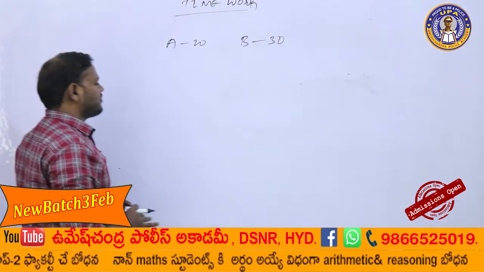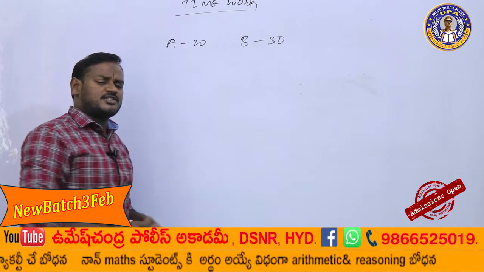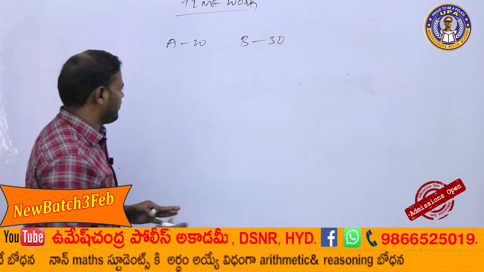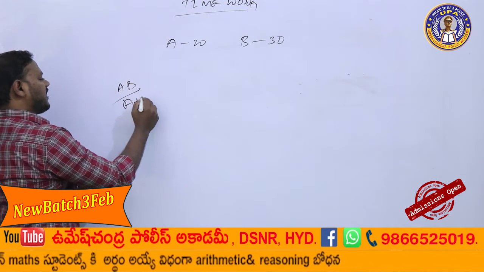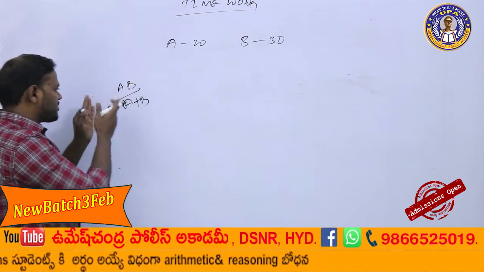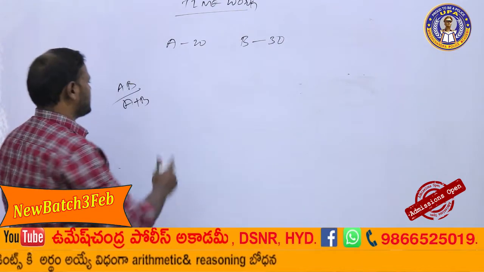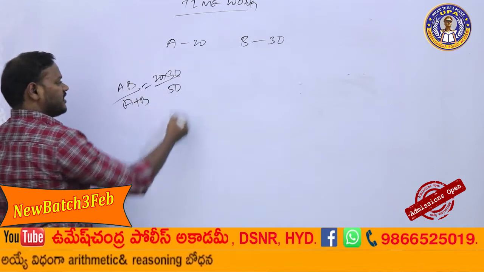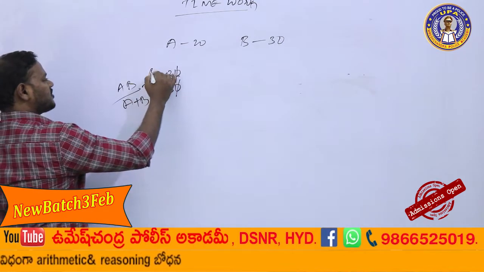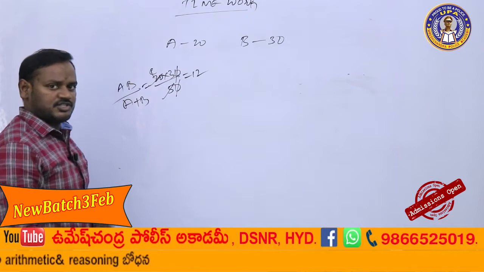To crack this question, there are so many ways. Students are using so many different ways. For example, if you go for the shortcut, it is AB by A plus B, that will be your answer. Just substitute the A and B values. So 20 into 30 divided by 20 plus 30, which is 50. The zeros get cancelled, 5 ones are 5, 5 fours are 20, so the answer is 12 days. This is the shortcut we have.